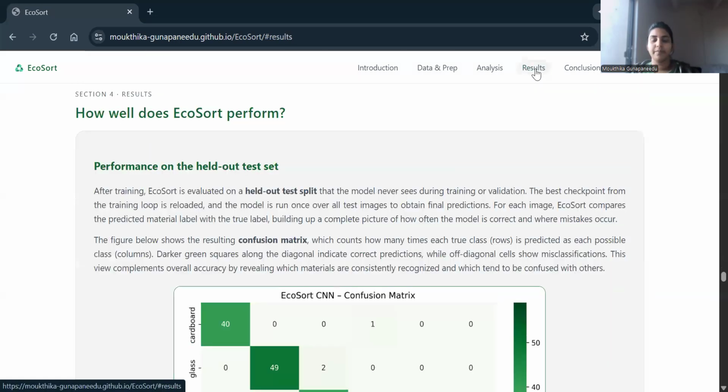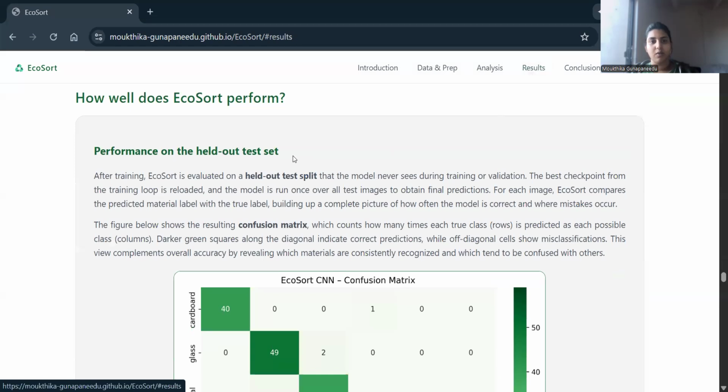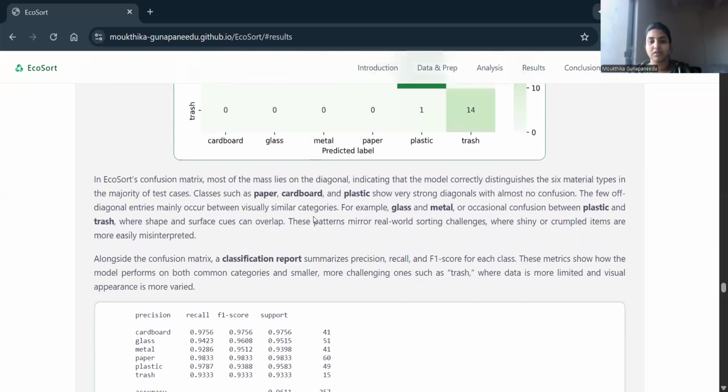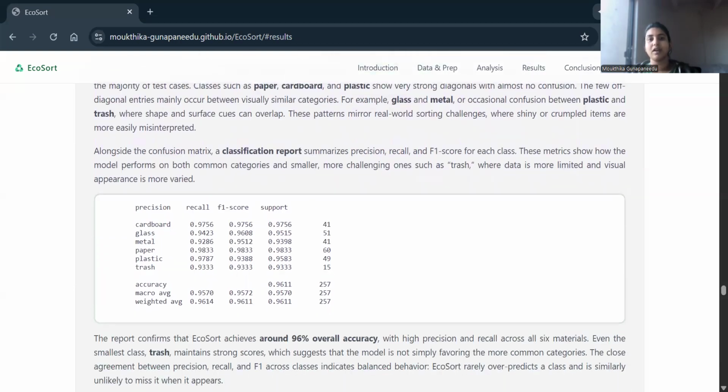And moving on to the results, once the training was complete, I just evaluated the final model on the held out test set. And the test set are the images that were never used during the training or validation. And on this test split, EcoSort achieved an overall 96% accuracy. And just looking at the single accuracy number can be misleading. So I also computed a confusion matrix and a classification report with precision, recall, and F1 scores for each of these six classes.